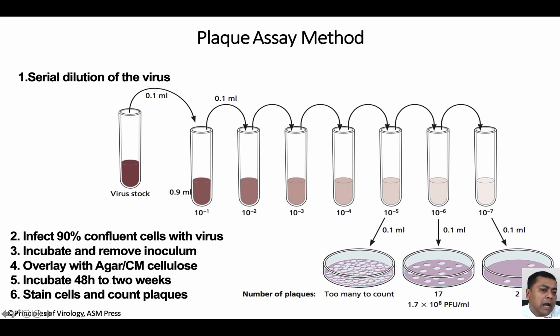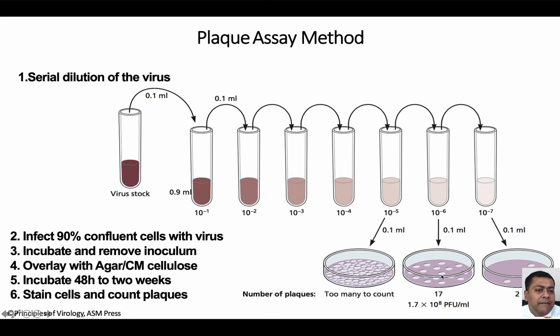And then you just count the plaques, and suppose here we have taken the sample from a 10 to the power minus 6 dilution well, and you have taken 0.1 ml, which is 10 to the power minus 1. So 10 to the power minus 6 plus 10 to the power minus 1, you just add them up. So you get 10 to the power minus 7 as the final dilution.